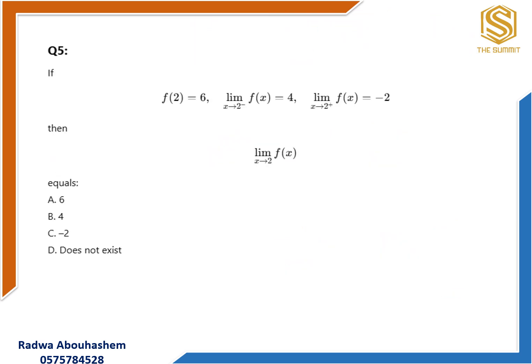Now, if f of 2 equals 6, and the limit of f of x when x approaches 2 from the left equals 4, and the limit of f of x when x approaches 2 from the right equals negative 2, what is the limit of f of x when x approaches 2? Okay, it's clearly obvious here that the limit from the left does not equal the limit from the right. So this means that the limit does not exist. Here's the left and here is the right.